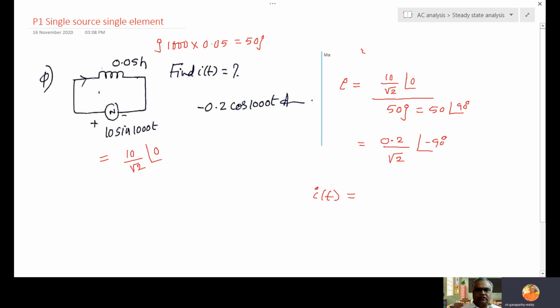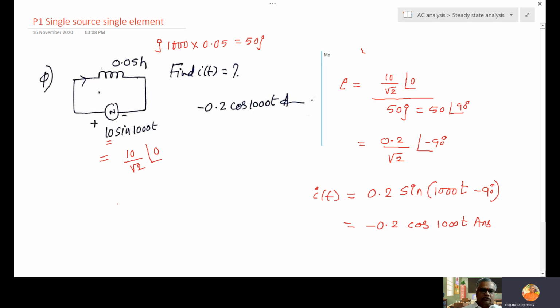It is appropriate to express the answer in trigonometric form only. But this is RMS, and in trigonometric form we have to represent it in maximum form. So that is 0.2, and since we are following the sine reference, sin(1000t minus 90 degrees). This is equal to minus 0.2 cos 1000t. So this is the answer.